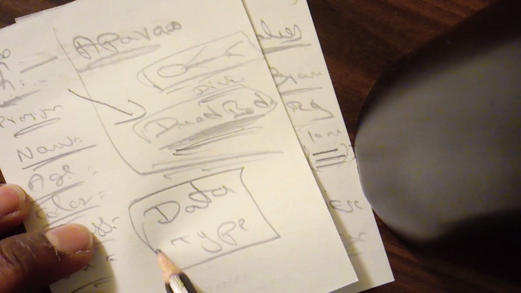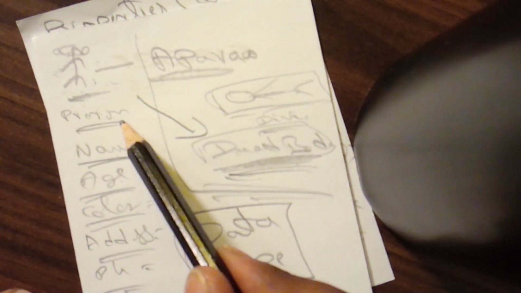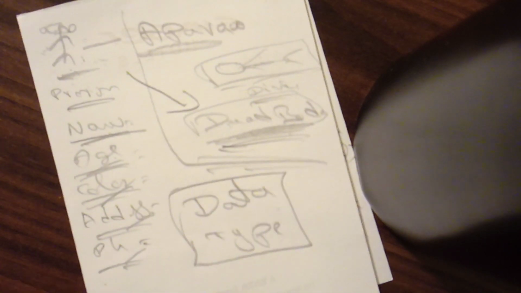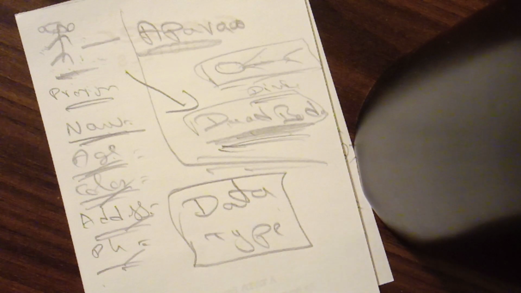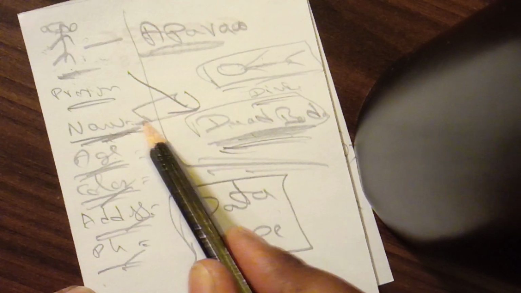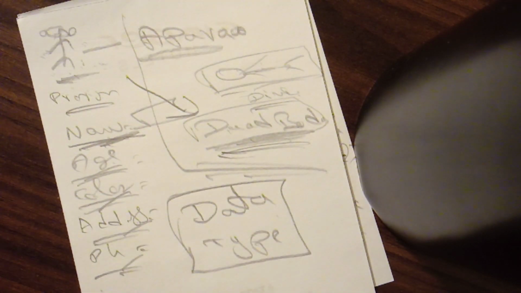Okay, so data type. Each and every property, the name, age, color, address, phone number, has a data type. Data type means what type of data you are going to store onto that property. So if it's a name, you know that it's a string. How do you know that it is a string? You have some knowledge, so that you can define that it has only string values.